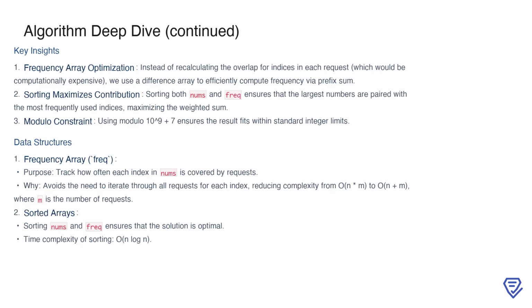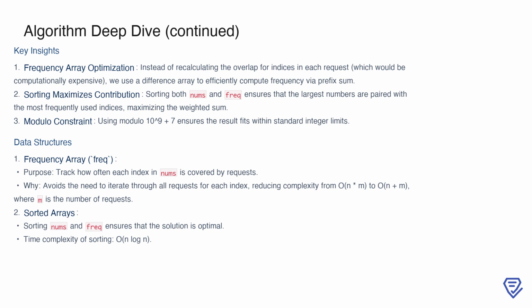First, using a frequency array with a difference array technique significantly optimizes the process of determining how often each index is covered. Instead of iterating through all requests for every index, we reduce the complexity to a combination of difference array updates and a single prefix sum calculation. Second, sorting both nums and frequency ensures that the largest numbers are matched with the most frequently used indices, which is critical for maximizing the weighted sum.